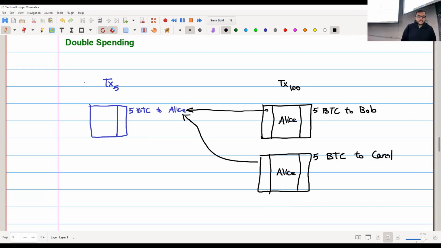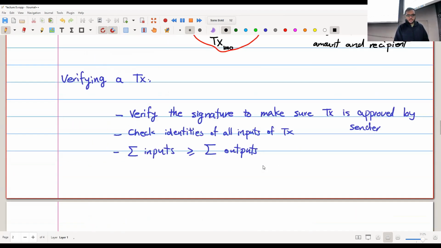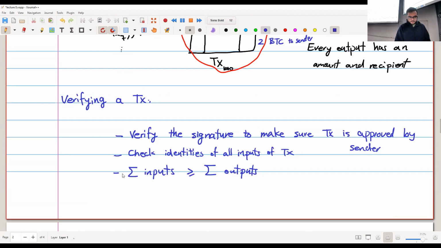So I have to add an extra rule that says every output of a transaction can be spent at most once. So if you've already spent this output that paid some money to you as an input here, then you cannot spend it again as an input in another transaction. So this is the last condition that I have to add when I verify a transaction. I have to say every output can be spent at most once.